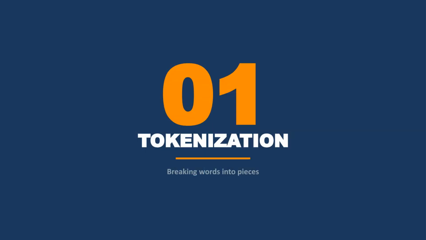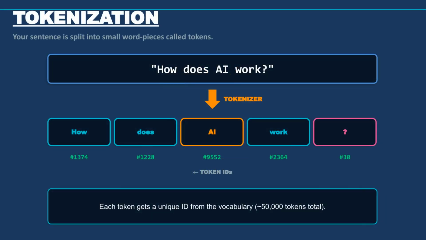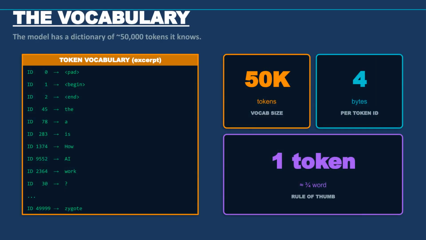Stage 1 is tokenization, which involves breaking words into smaller pieces called tokens. The tokenizer splits your input sentence into tokens. Each token is then assigned a unique token ID from the model's vocabulary. The model's vocabulary is a dictionary of about 50,000 tokens it knows. A token is roughly equivalent to 3/4 of a word.